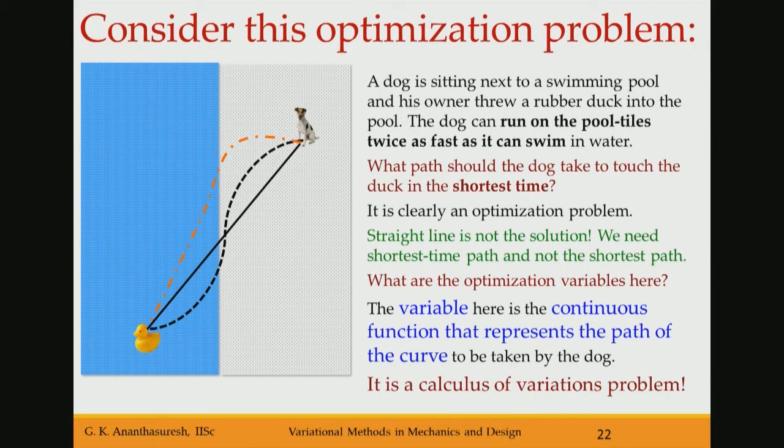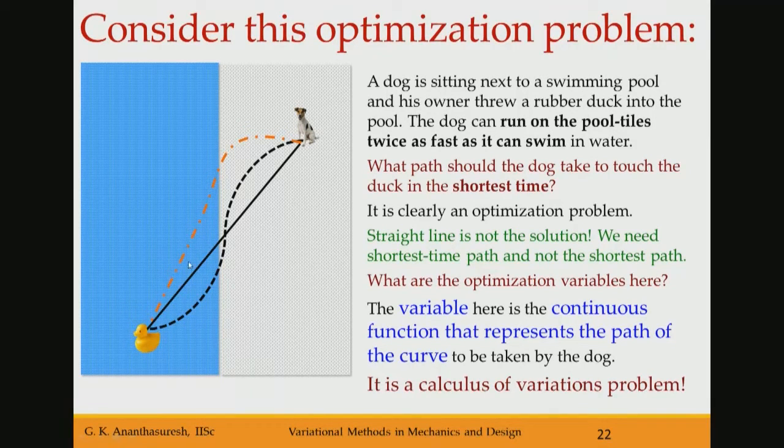There is a sense of optimization. Which path should this dog take in order to reach the rubber duck? Will it go along the straight line, that is the solid black line, which is the minimum distance path from where the dog is to where the rubber duck is, or should it take a different path? Why would it take a different path? Why not the least distance path? Because the dog can run on the swimming pool floor at some speed, and it can swim in the water at some other speed which is lower than what it can do by running on the swimming pool floor.